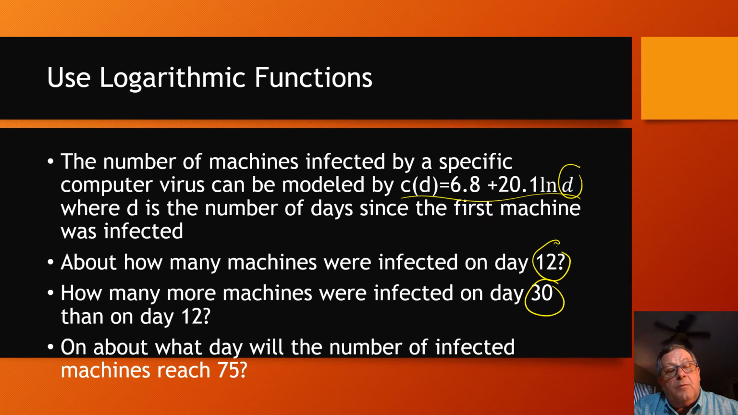And then I'm going to show you a couple of ways that we could find about what day the number of infected machines will reach 75. So let's proceed to the calculator and just work our way through this, because we're mathematicians.